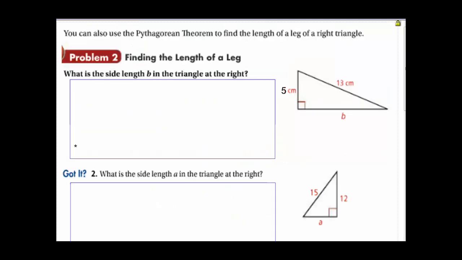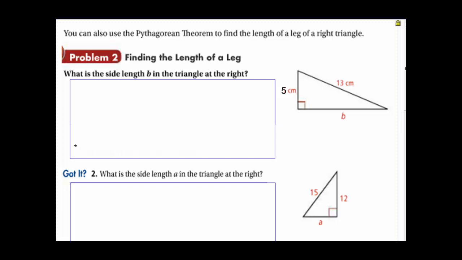Next page. You can also use the Pythagorean theorem to find the length of a leg of a right triangle given the hypotenuse and one leg. Problem number 2 says on the right-hand side we have a base b that we do not know. We have a height or a leg of 5 and a hypotenuse of 13.